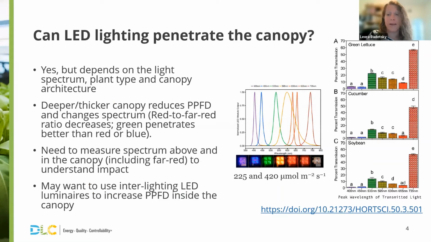It's going to depend on the light spectrum that you have. It's going to depend on the plant type that you have and the way that its leaves grow. And it's also going to depend on your canopy architecture. How many leaves are in between the light source and where you're growing, and things like that.